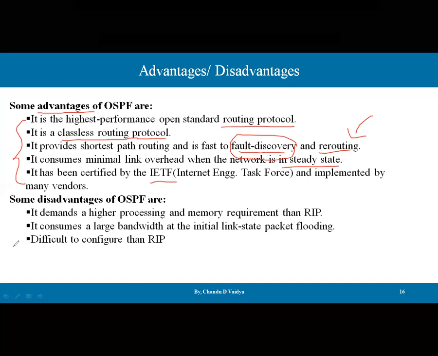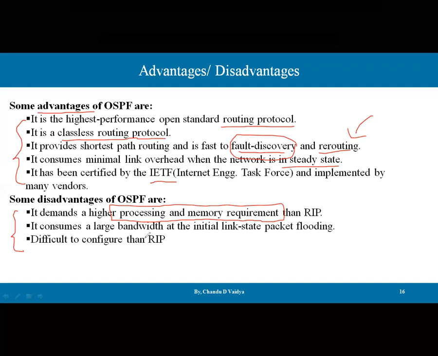And there are some drawbacks, not drawbacks exactly, but we can say complexities. It demands higher processing and memory requirements than RIP. If OSPF is used in a very large network, definitely the link state packets are going to be sent across the network. If, let's say, the network size is 1000 routers, that time it is going to be a very time consuming job. It requires more processing capacity, and it requires storing capacity also.